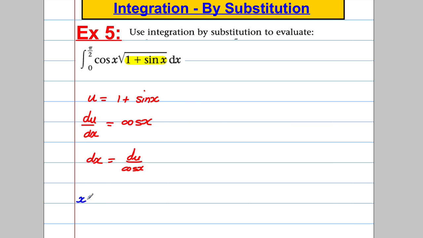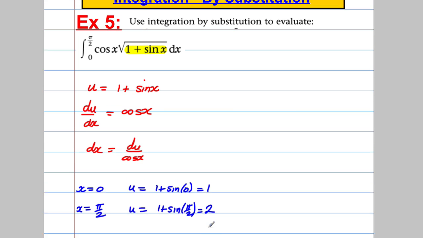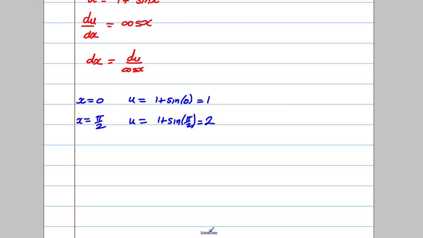So when x is equal to 0, in our case we start with x is 0, then u is equal to 1 plus sine 0, which is 1. When x, on the other hand, is equal to pi by 2, u is going to equal 1 plus sine of pi by 2, and sine of pi by 2 is 1, so it's going to be 2. So I'm ready to change my integral around.